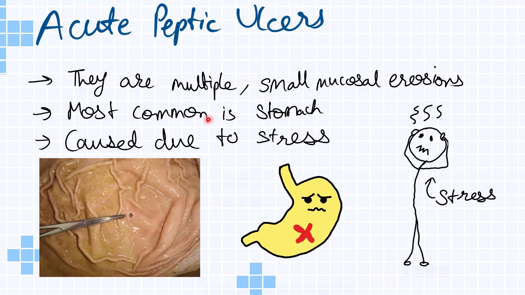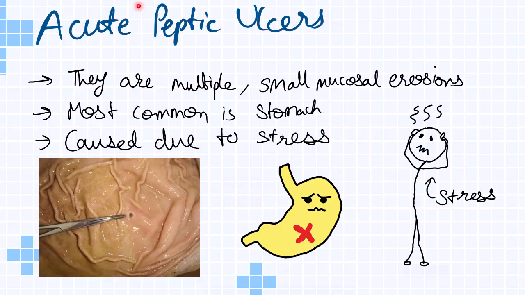Acute peptic ulcers are usually small, multiple mucosal erosions, as you can see in this image. Unlike chronic ulcers, they are generally superficial and do not penetrate deeply into the wall. The stomach is the most common site. These ulcers are classically associated with severe stress on the body. But what exactly do we mean by stress here?